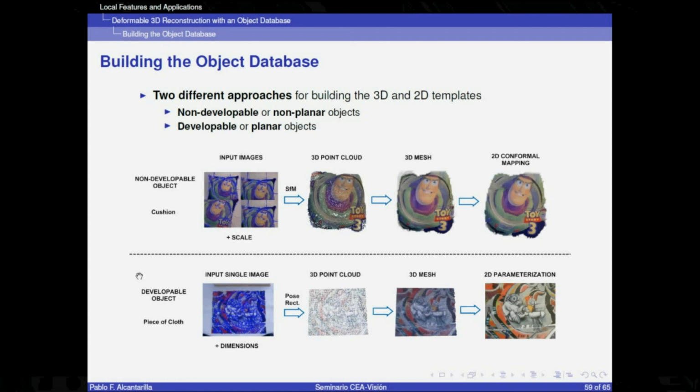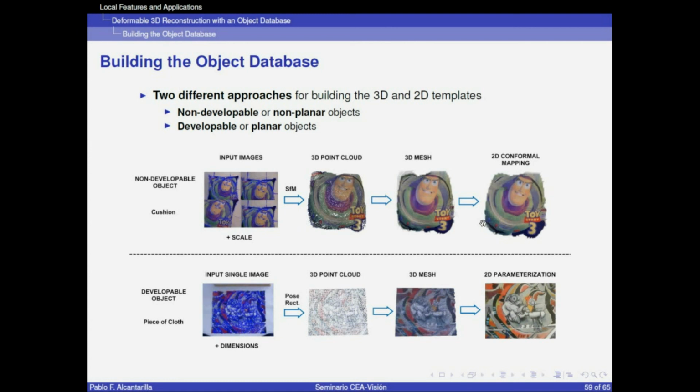Depending on whether the object is developable or non-developable, we are going to use different techniques for building the 3D and 2D templates that we need to store in our database. For the case of non-developable objects, we are going to take a set of images of the object. We detect features and run a structure from motion pipeline with the scale information so we can obtain a 3D point cloud, from which we can build a 3D mesh, and finally we can obtain our 2D conformal parameterization.